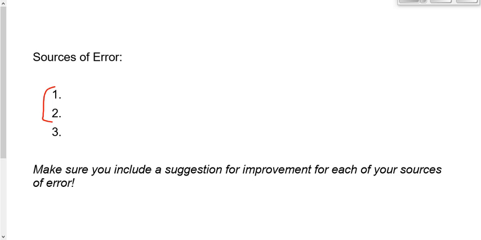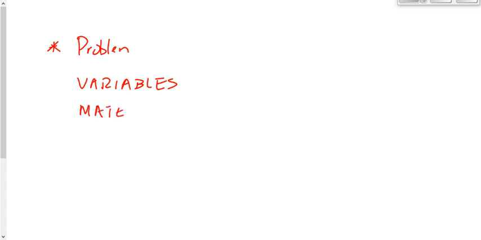So what do you have to hand in for this? You have to hand in a problem, which I've already given you. You don't need to restate it. Just write down the problem that I've given you. Put a little star by that because you don't have to come up with that on your own. You do have to come up with the variables on your own: manipulated, responding, and control variables, although I kind of gave that to you as we were going through the procedure. The materials, I also explicitly gave to you.